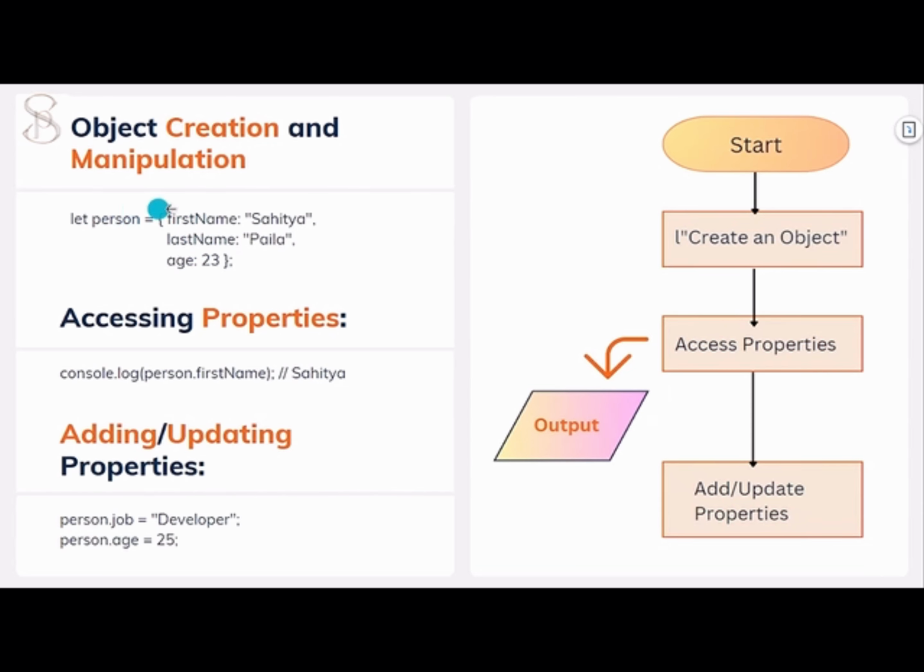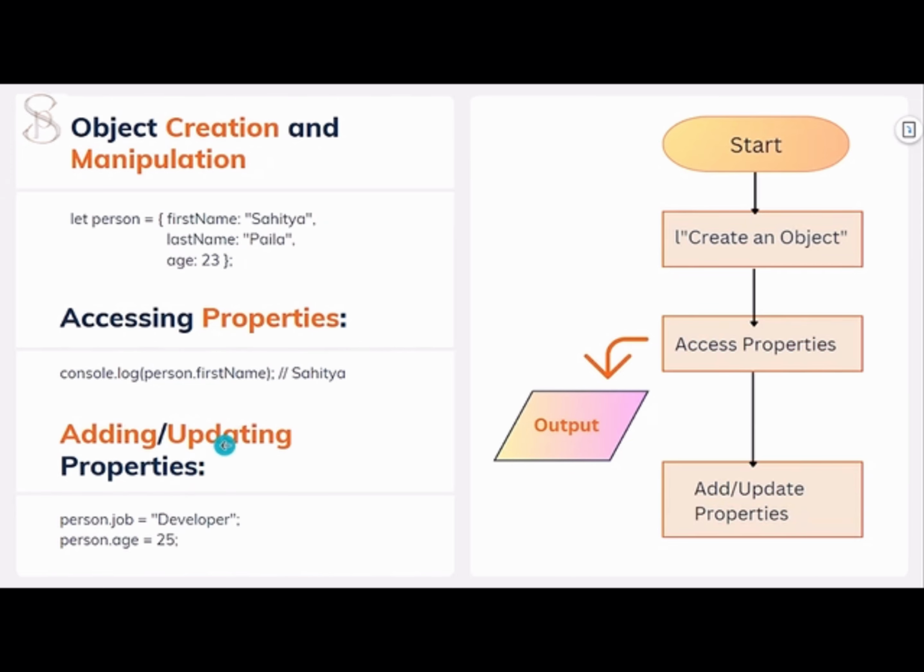If we want to access some property in the object, then we will get it by this command: console.log of person object dot key name. So here I gave person dot first name. We passed first name as Sahitya and we will get the output as Sahitya.